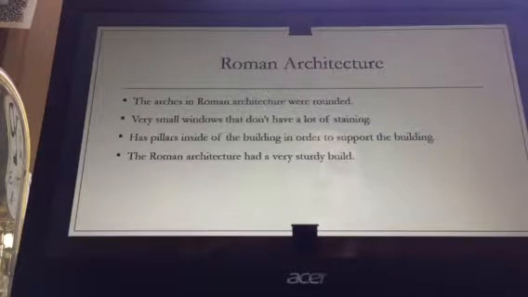The arches in the Roman architecture were rounded. Also, the Roman architecture had very small windows that don't have a lot of staining. The windows were very small, so inside of the buildings would be very dark compared to the Gothic architecture. The Roman architecture also had pillars inside of the building in order to support the building. Having the pillars inside of the building was a lot better support than having them outside the building, and it would create a lot more sturdiness inside the building, which therefore makes the Roman architecture buildings a lot more sturdy.